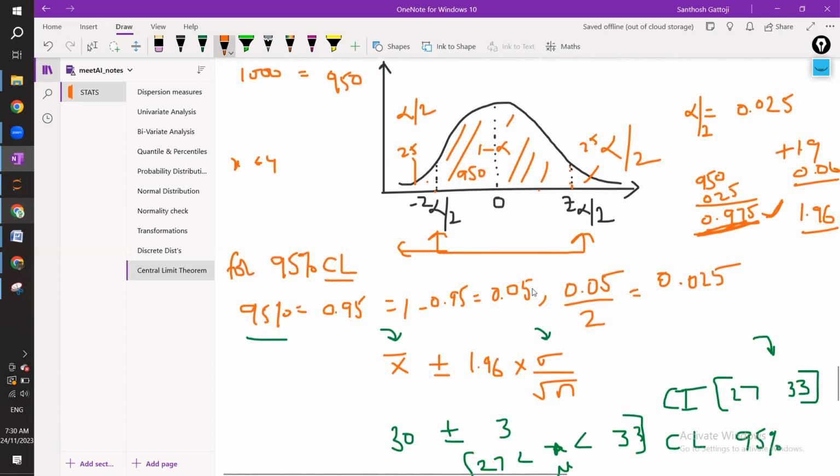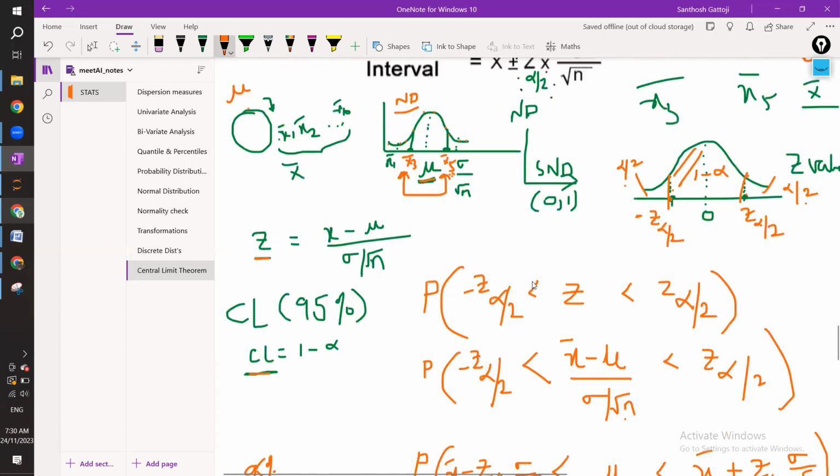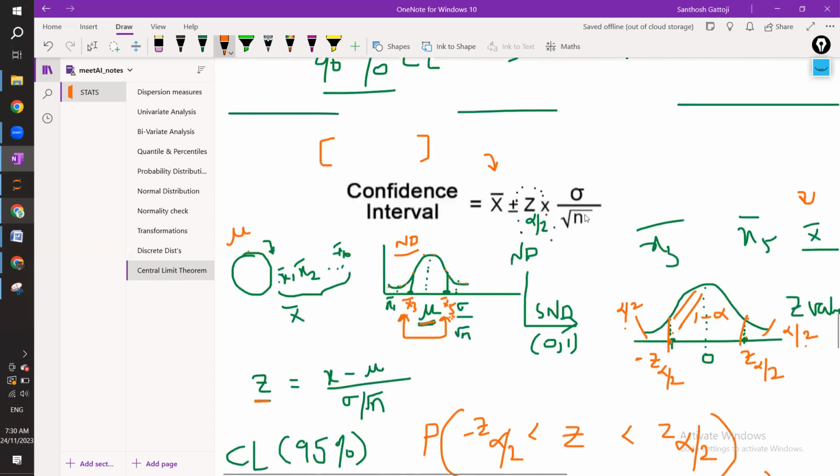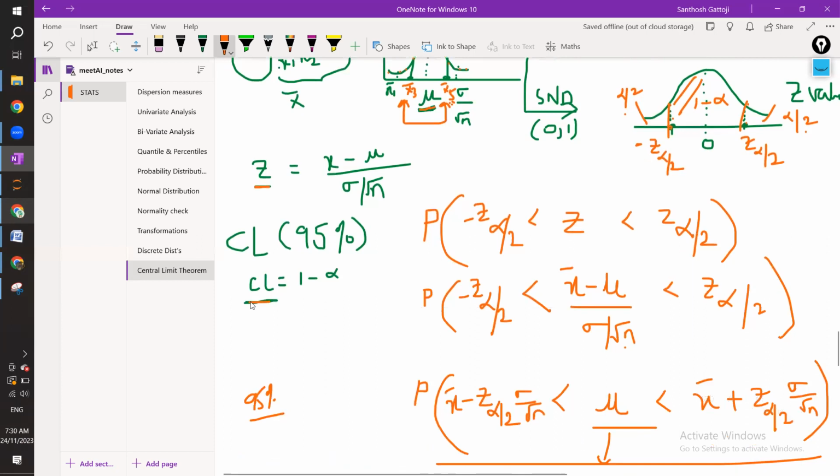Okay, and also if you observe this formula, X bar will be constant, rho will be constant, n will be constant. The only thing that is going to change is Z at alpha by 2. If this value changes, this whole thing changes. Agree? And now when will this change? When this alpha changes.